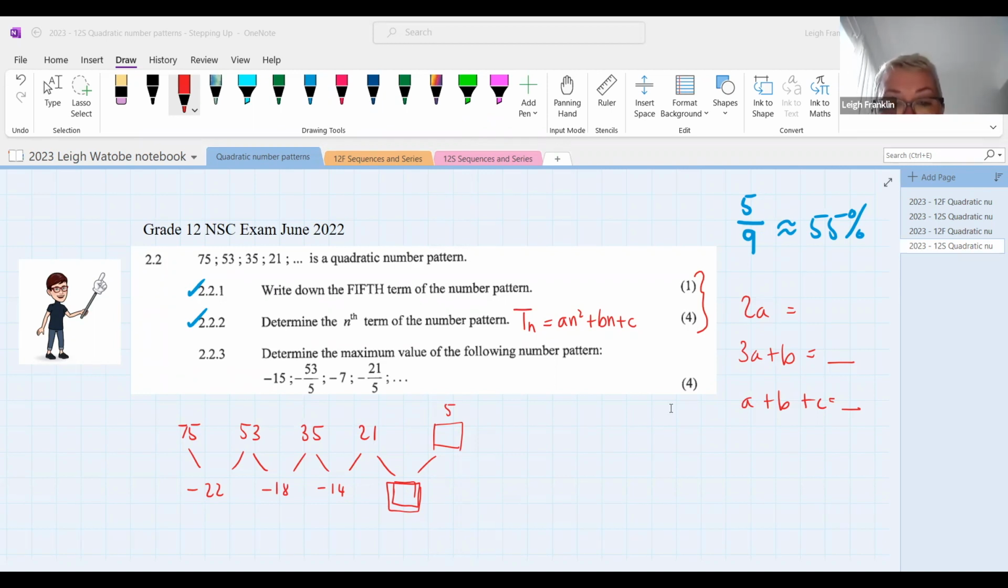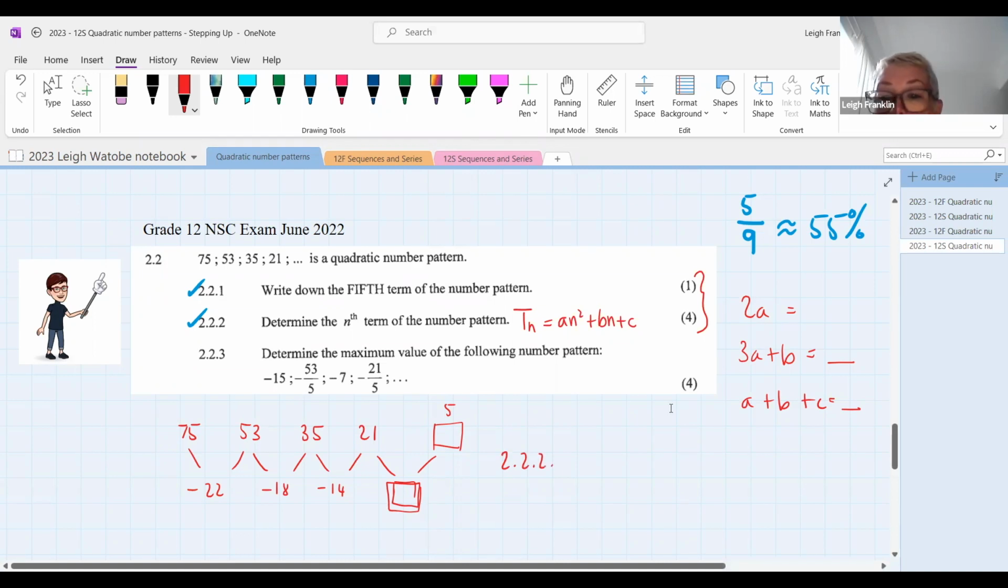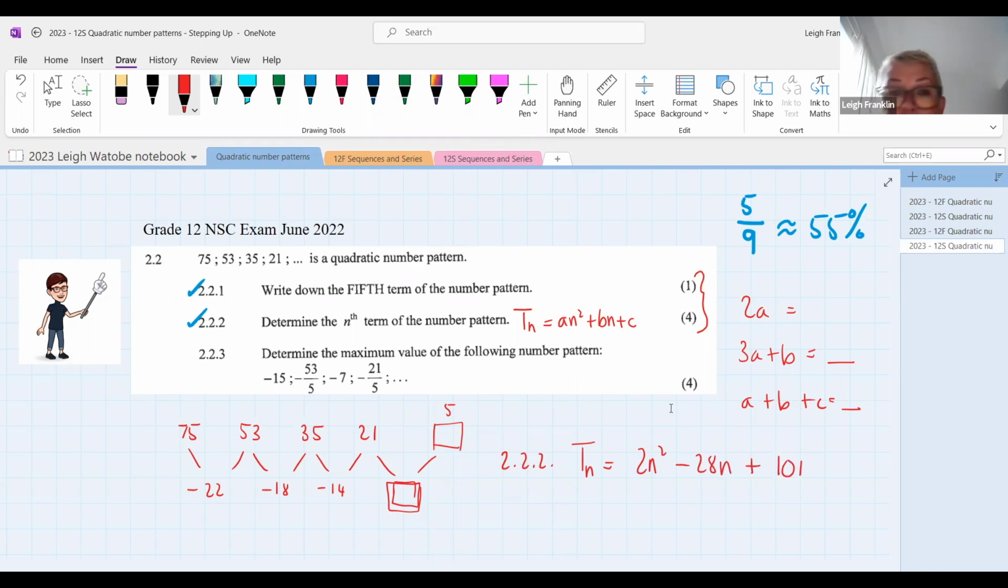Okay, so in 2.2.2, using these rules, I also get Tn equals 2n squared minus 28n plus 101. Do we all agree? That's it. Well done. And now you can see how quickly you guys have been able to do that now that you've been practicing. And that's why I keep saying to you, keep practicing your work. You've got to stay up to date, because when you practice things, they become easier. It sticks in your mind.